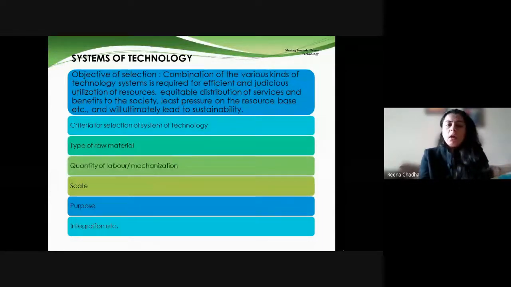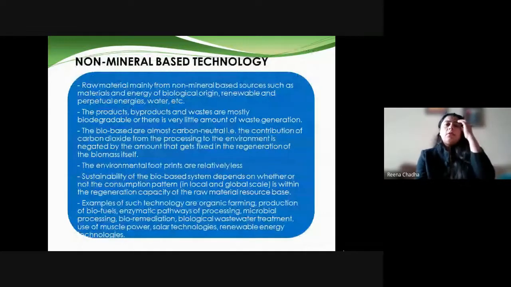Okay. So again, from the criteria of selection of system of technology, we have to consider raw material, labor, mechanization, scale, purpose, and integration. So there can be a non-mineral based technology.